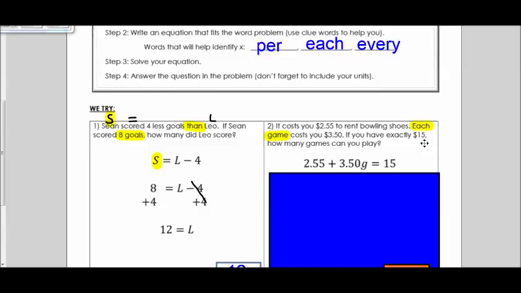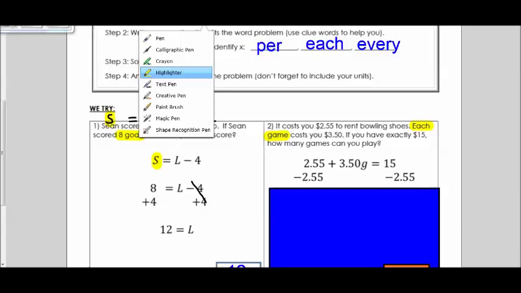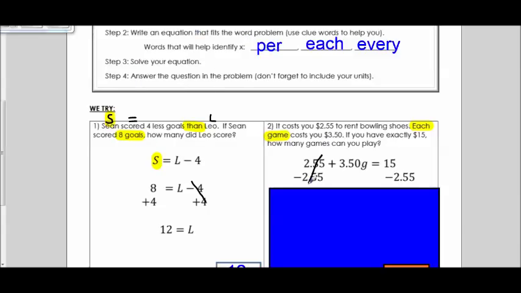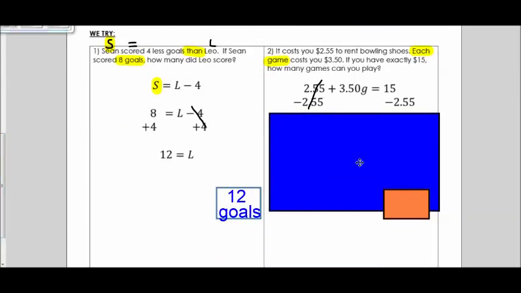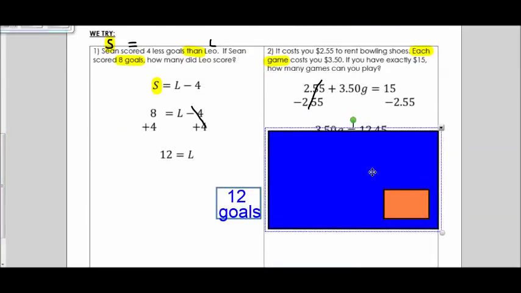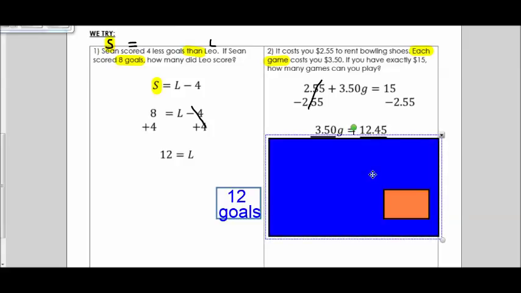This is actually a two-step equation that we're going to solve. So we want to get rid of the number by itself first. So the $2.55 we're going to subtract from both sides of our equal sign, right? And so this is going to cancel that out. And then we're going to have $3.50 times G left over on this side, because those are gone, and then 15 minus 2.55 is $12.45.